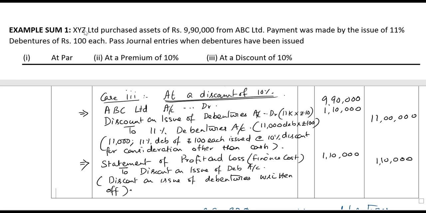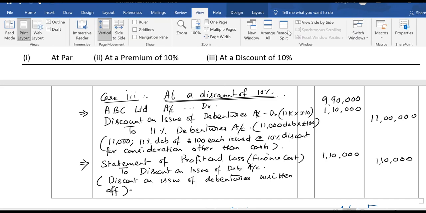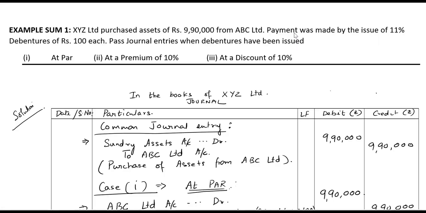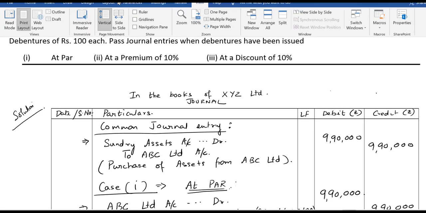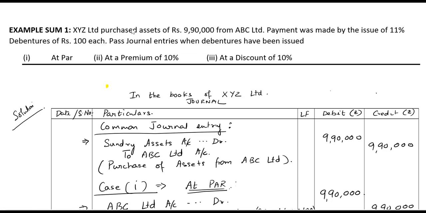The entries are done. I will remove the split. We will use the answer. That's the sum on the top. This is the common journal entry for all the three cases.